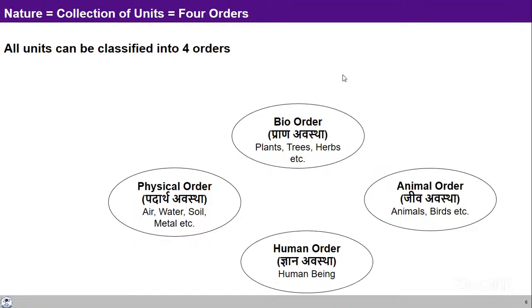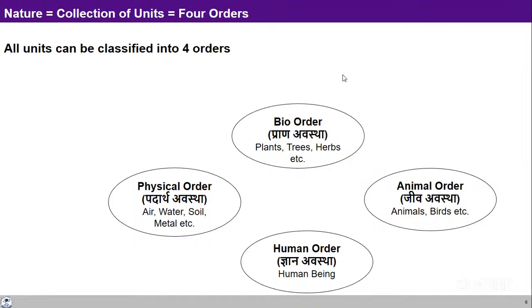So all units can be classified into 4 orders: physical order, bio order, animal order, and human order. Physical order: air, water, soil, metal, buildings, whatever we see outside, all those are physical order, like the chair where I'm sitting, the building where we are living. All this will come under physical order.